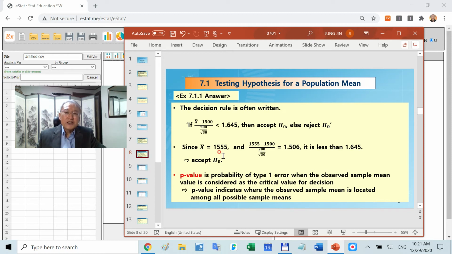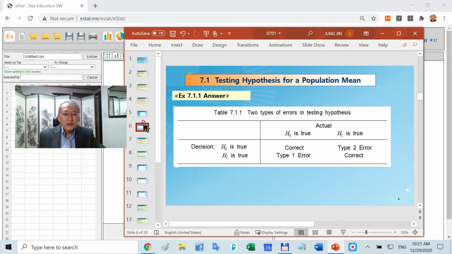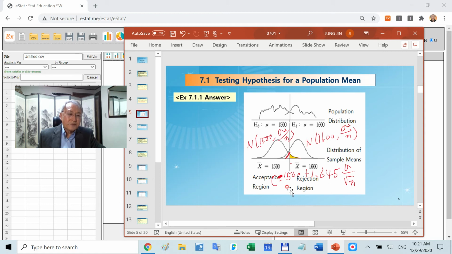In this situation, later we'll use the p-value a lot. What does it mean, p-value? Well, let's go back to this graph. We calculated that this critical value is 1560. But your sample mean is 1555. It is a little left of the critical line. What does it mean, p-value?